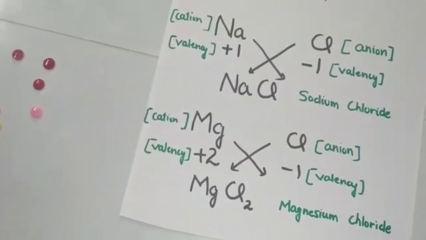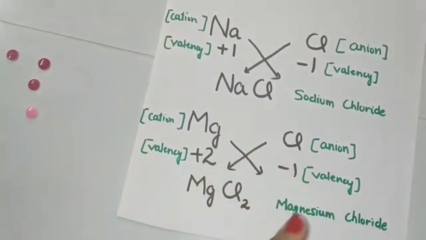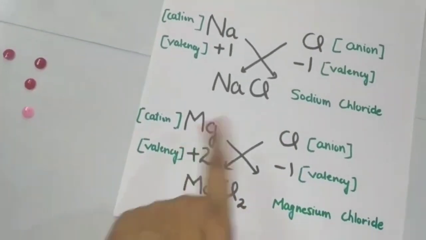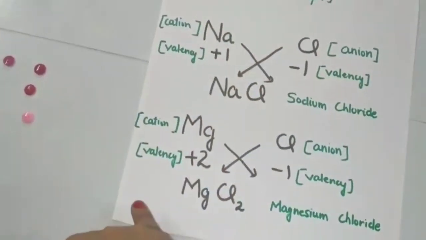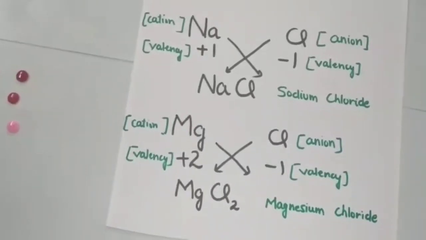In the case of aluminium chloride, aluminium has the valency of +3, chlorine has valency of -1. So +3 goes to Cl and -1 comes to Al. So here the formula becomes AlCl3.